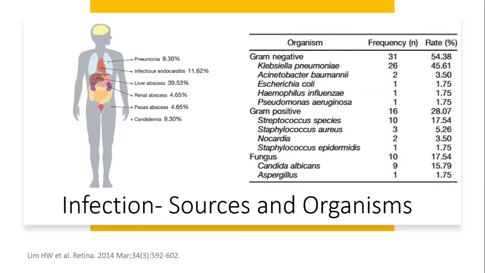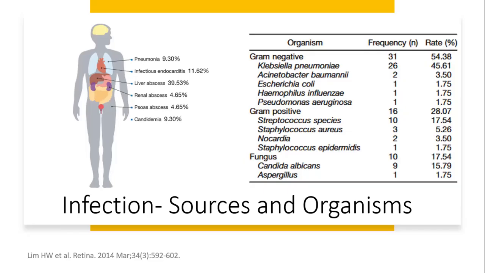The sources of infection can be any infectious source anywhere in the body: pneumonia, endocarditis, liver abscess, renal abscess, psoas abscess, candidemia. It can also occur very often in our patients who are poorly controlled diabetics, from the carbuncles that they can develop, or even from the diabetic foot they have. That can be a source of infection, which is quite common.